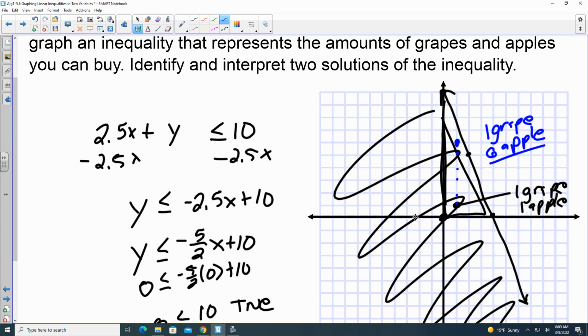So anything that fits on that side of the boundary line would be something that would satisfy this particular problem. And that is being able to graph linear inequalities in two variables.